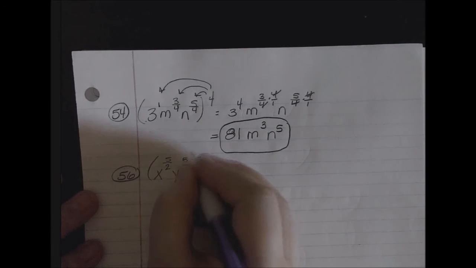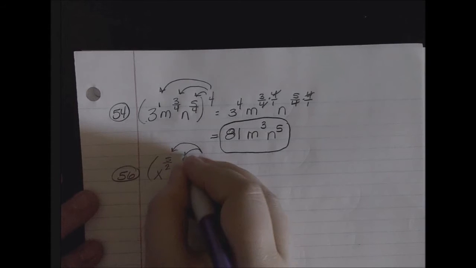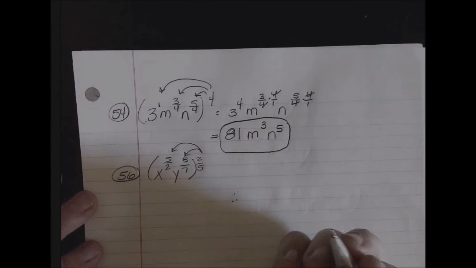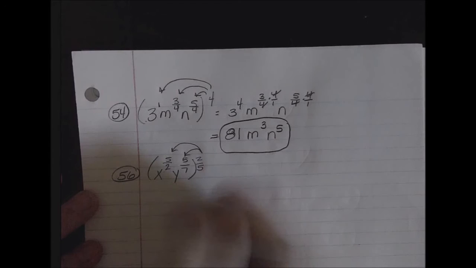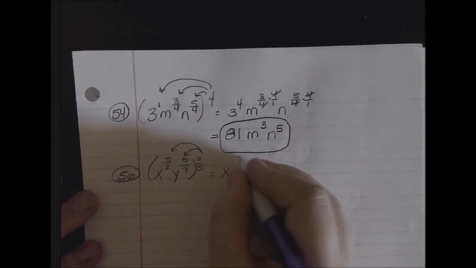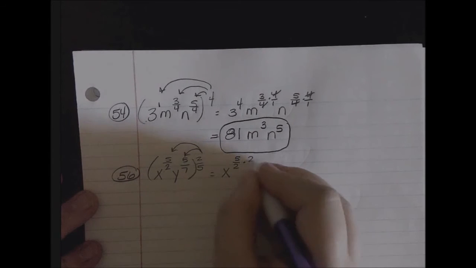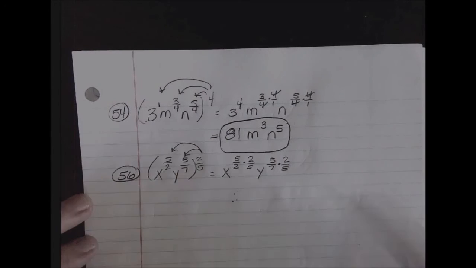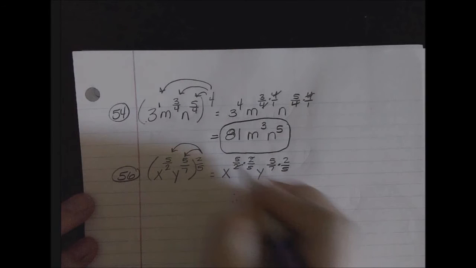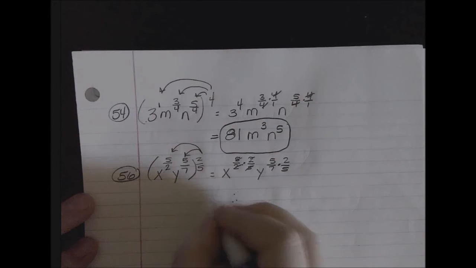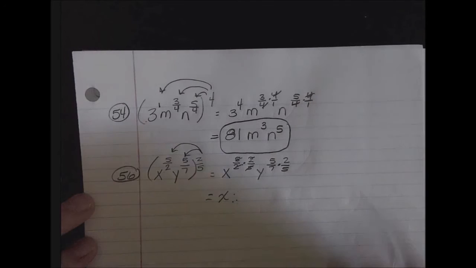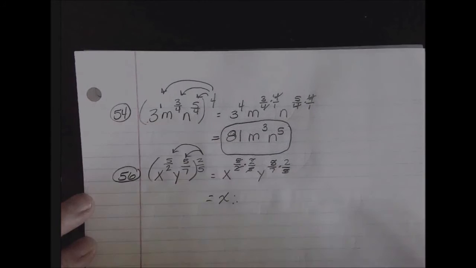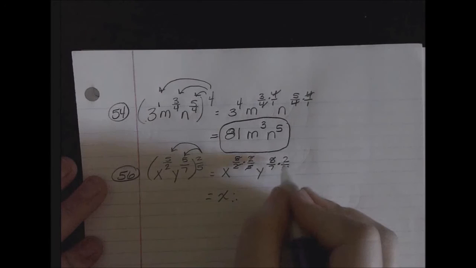So again, as normal, we're going to distribute that 2 over 5 exponent into all of our exponents inside. So that gives me x to the 5 over 2 times 2 over 5, and then y to the 5 over 7 times 2 over 5. So for your x, you'll notice that these 2's cancel and those 5's cancel, leaving you with just an x. And then with the y, you'll notice those 5's cancel, leaving you with just a 2 over 7.